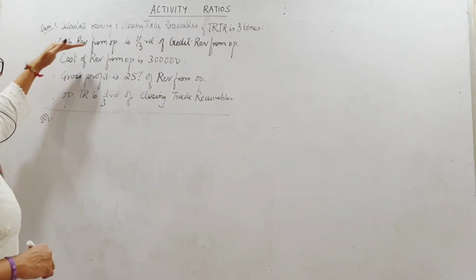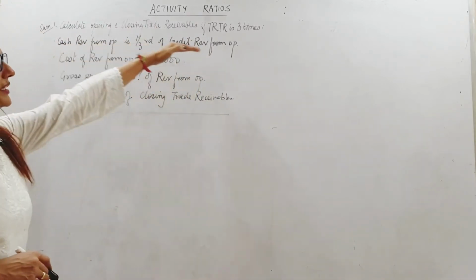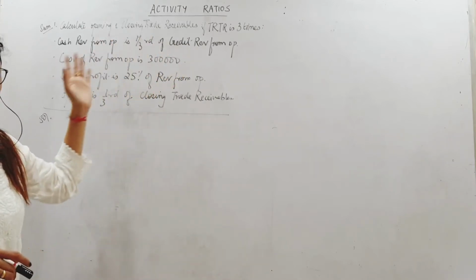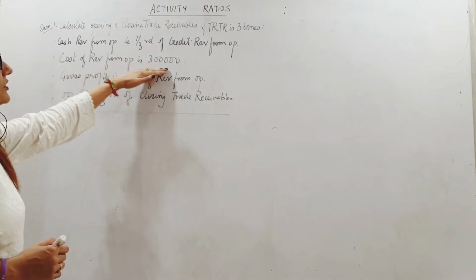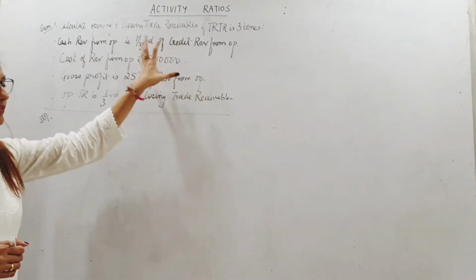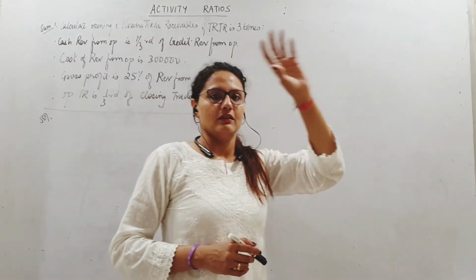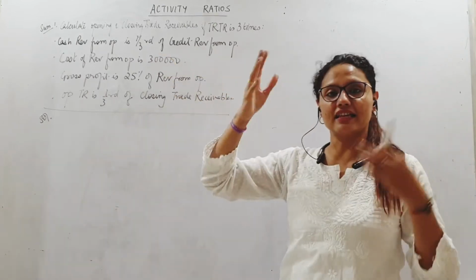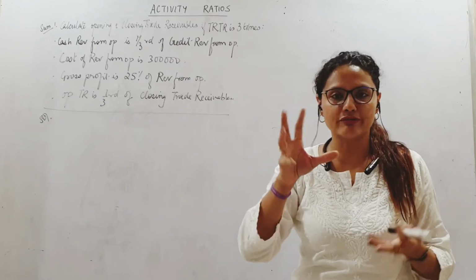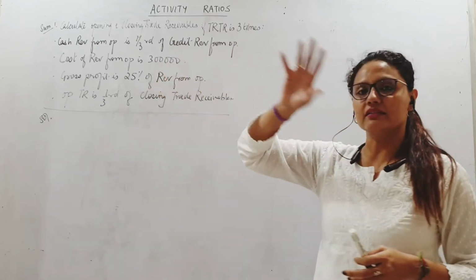Now it is given that cash revenue from operation is 1/3 of credit revenue from operation. The relationship between the two is given. Now cost of revenue from operation is 3 lakh. I can see a number here. Whenever you see an amount, that is your starting point, because everything else is just a relationship. Where is the actual figure? This is the actual figure, so I start from there.